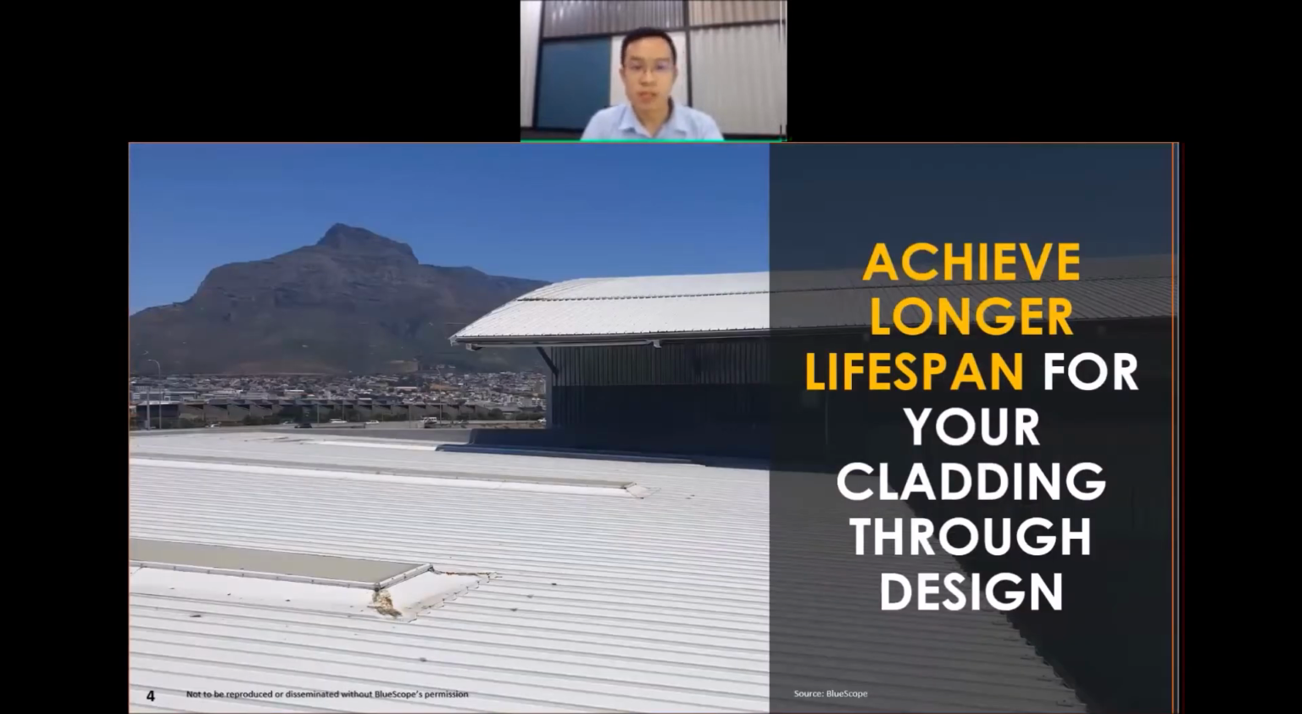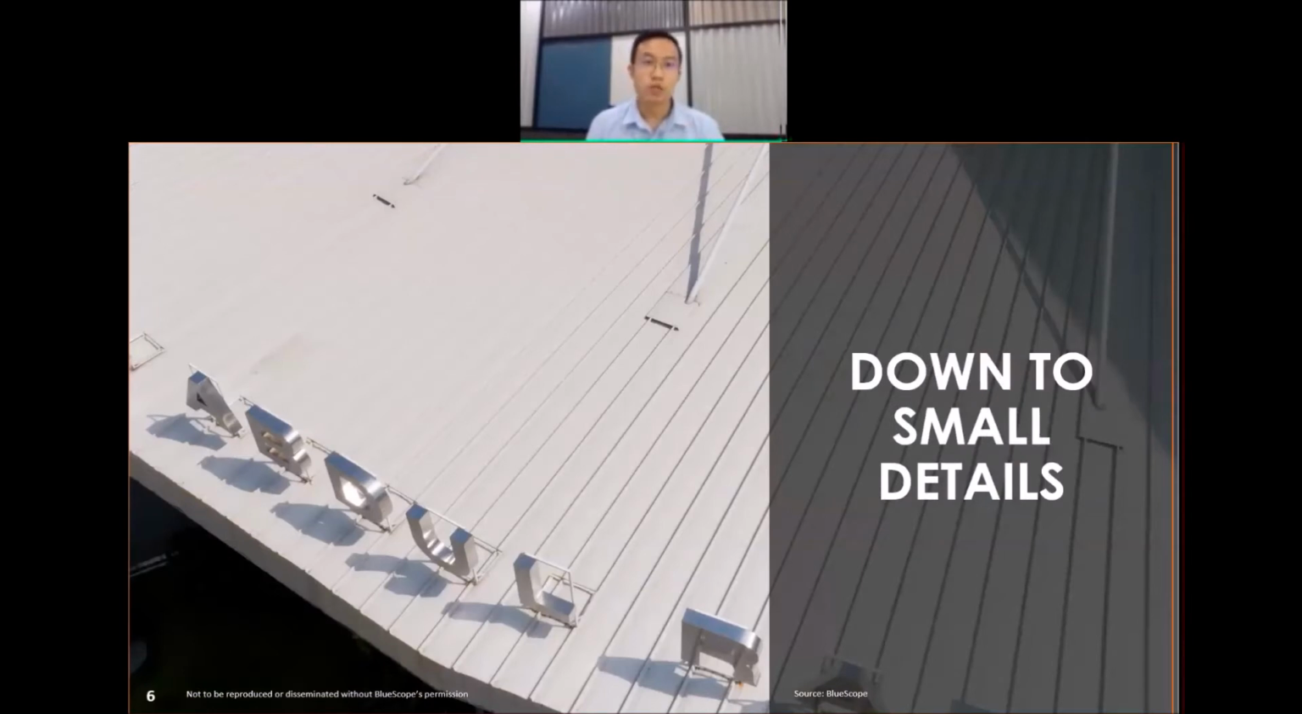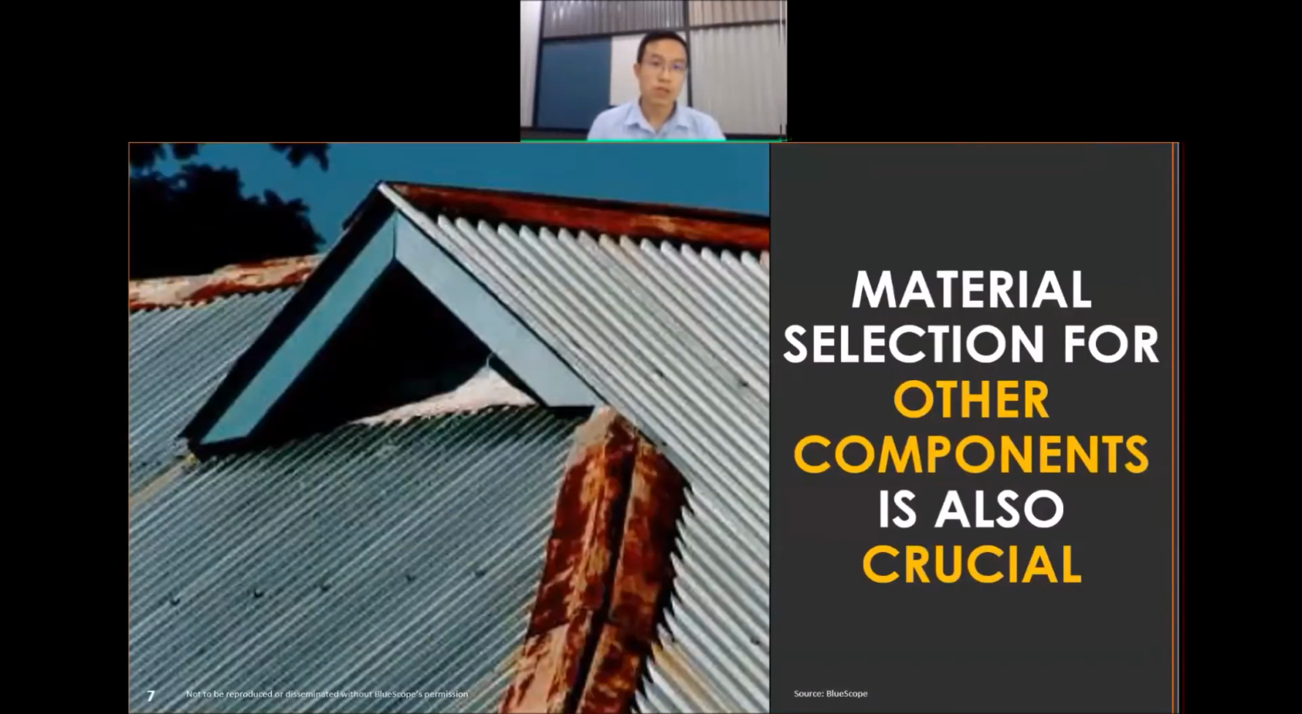So in our previous topic, we covered how to achieve longer lifespan external cladding through designing. That itself focused a lot on the overall design, about the building geometry or even the roof pitch and so on. So today we would like to dive down into the small details. Small details are more specifically in material selection for other components of the building. All these small components, even though they're small, could actually be very crucial for the overall building design.